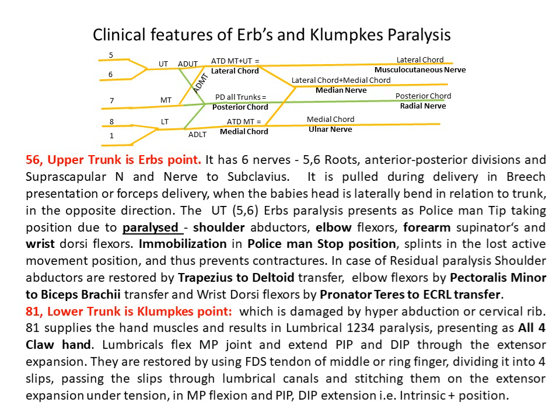They are restored by using the FDS tendon of the middle or ring finger, dividing it into 4 slips, passing it through the lumbrical canals and stitching them to the extensor expansion under tension, with MP flexed and PIP-DIP extended, which is referred to as intrinsic plus position.